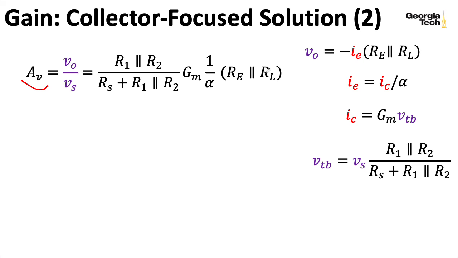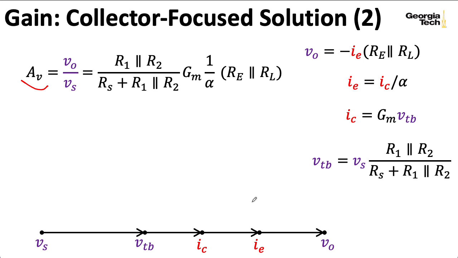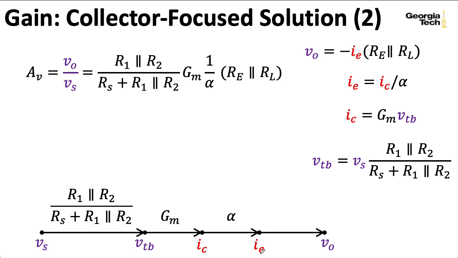And you can see why this is a conceptually more awkward solution when you look at the flow graph. Our original emitter-focused solution just went from voltage to voltage to voltage. Here we have to move into current land for a bit before we move back. So the initial step is the same, and then we have to go into current land through GM. We have to convert the current with alpha, and then we have to convert the current back into a voltage using the resistances. So this is a little more awkward.